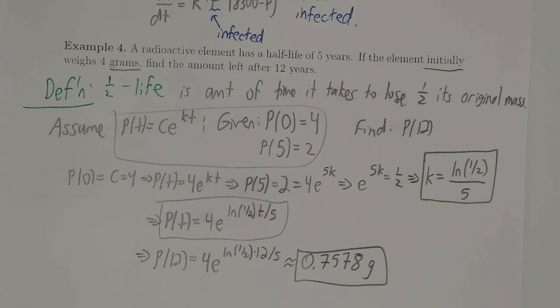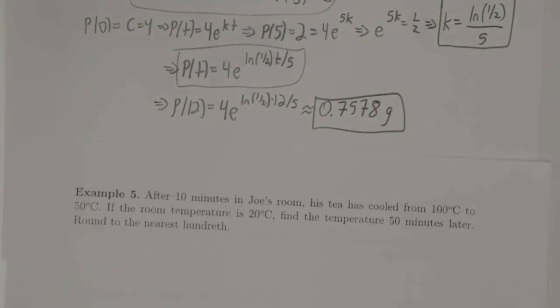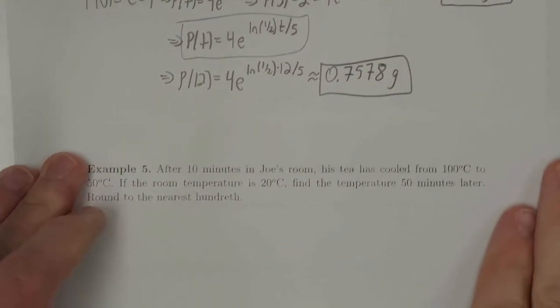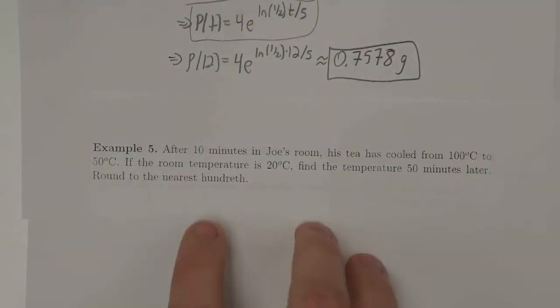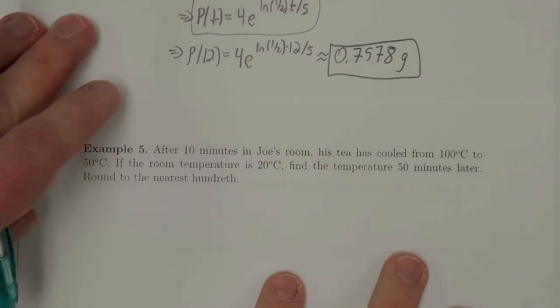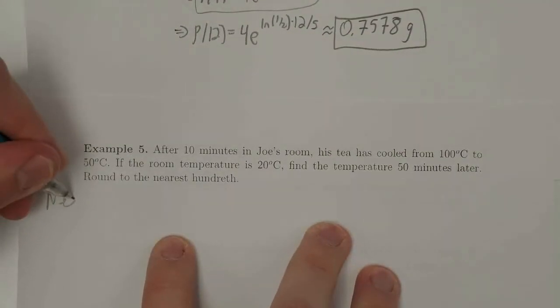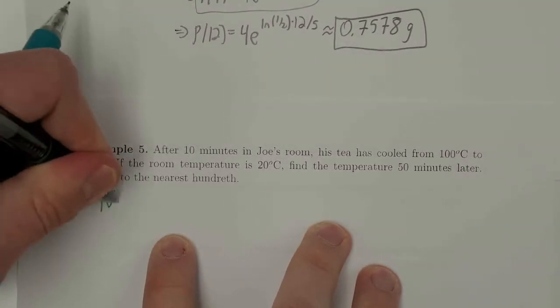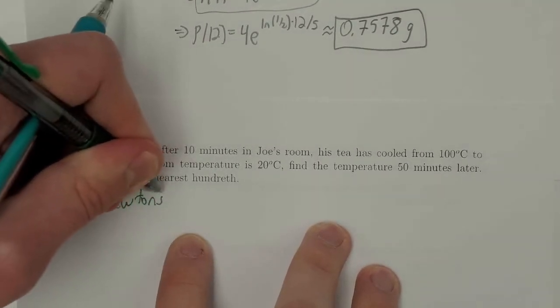Alright, so the last example I want to get to then is example 5. So here's what we have with example 5. So after 10 minutes in Joe's room, his tea has cooled from 100 degrees to 50 degrees Celsius. If the room temperature is 20 degrees, we need to find the temperature 50 minutes later, rounding to the nearest hundredth. Okay? So with this type of problem, it doesn't really say this, but you do need this. You need what's known as Newton's cooling formula.